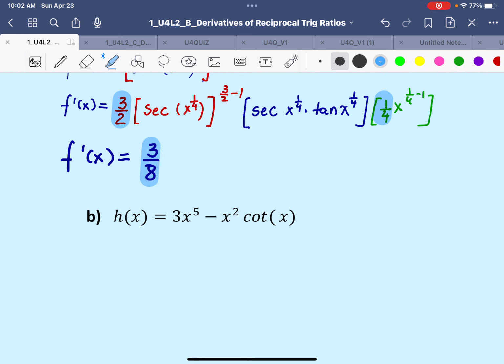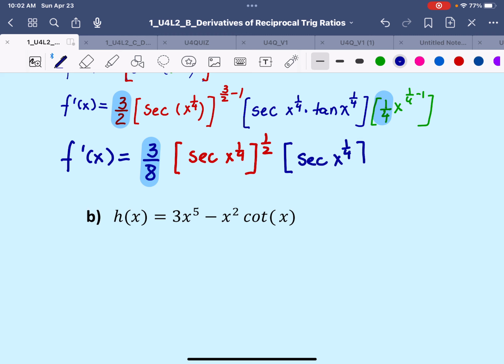And then we have the secant of x to the power of 1/4, all of it to the power of 3/2 minus 2/2, which would be equal to 1/2. And then multiplied by secant of x to the power of 1/4 multiplied by tan of x to the power 1/4.